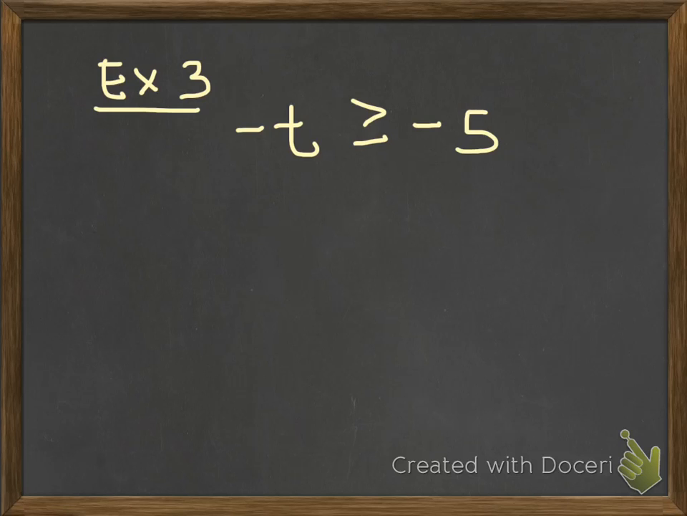Again, there's a negative attached to the letter. Whenever there's a negative attached to the letter, we're going to change the inequality. Instead of greater than or equal to, it's now less than or equal to. And then everything else about the problem is the same. We're going to divide both sides by negative 1, because that's the number in front of the t. Divide the right side by negative 1. And you get t is less than or equal to negative 5 divided by negative 1 is positive 5.